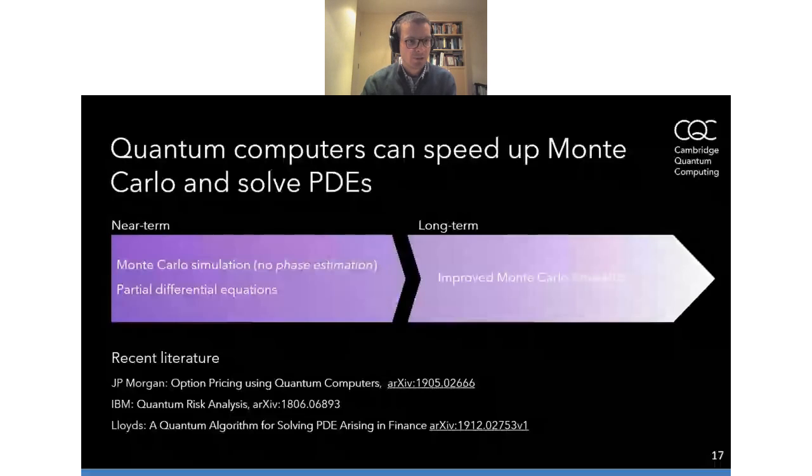And again, this JP Morgan paper implements basically a Monte Carlo simulation for pricing options. IBM has also published this paper on quantum risk analysis. This uses basically Monte Carlo simulation to calculate value at risk and expected shortfall. So these are common risk measures used in banks to quantify risk. And there has been an initial paper by Lloyds on solving PDEs that arise in finance as well.